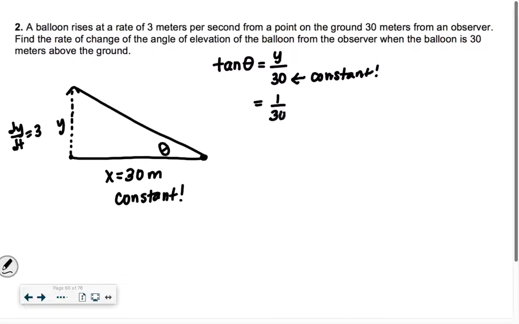So that's really like 1 over 30y. So it's really easy to take the derivative of that. What's the derivative of 1 over 30y? 1 over 30 dy over dt.